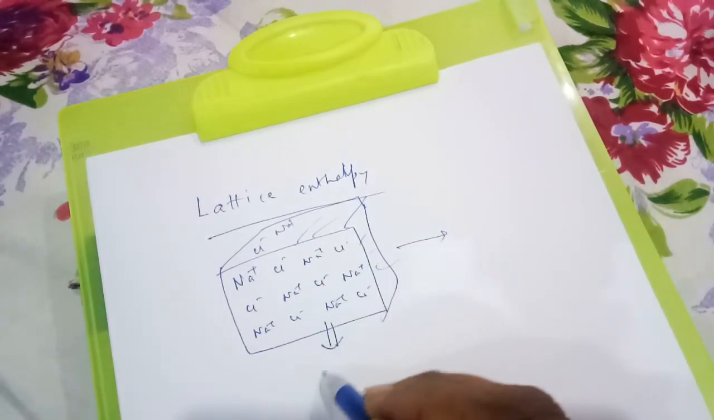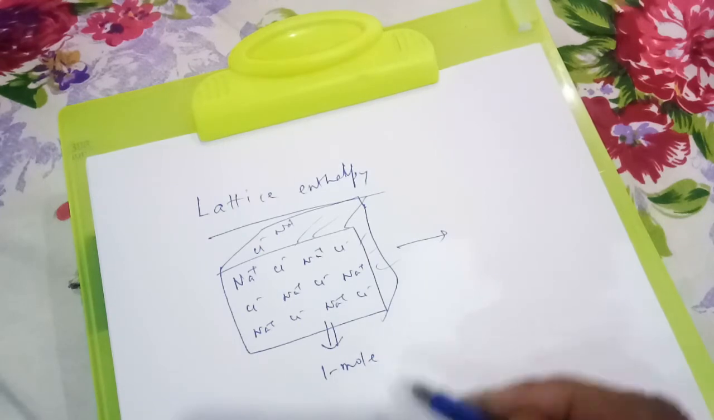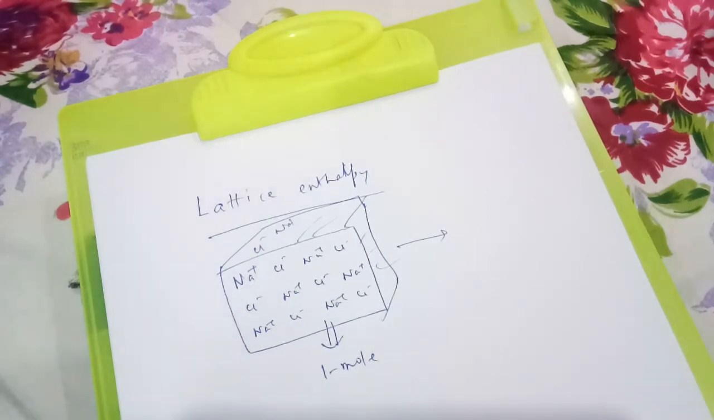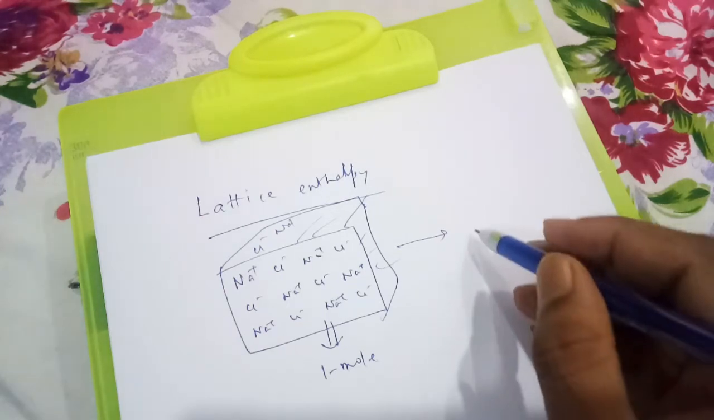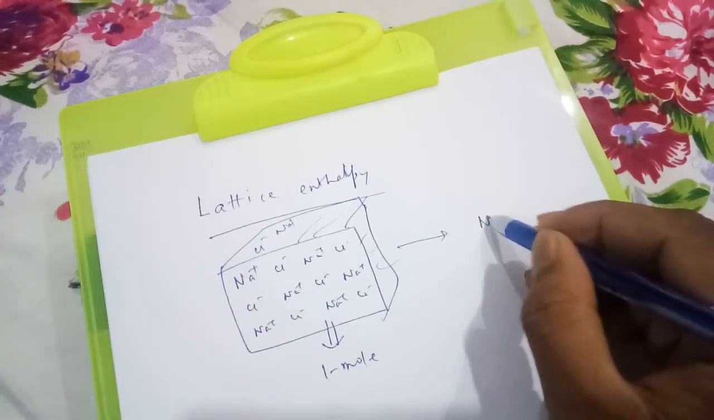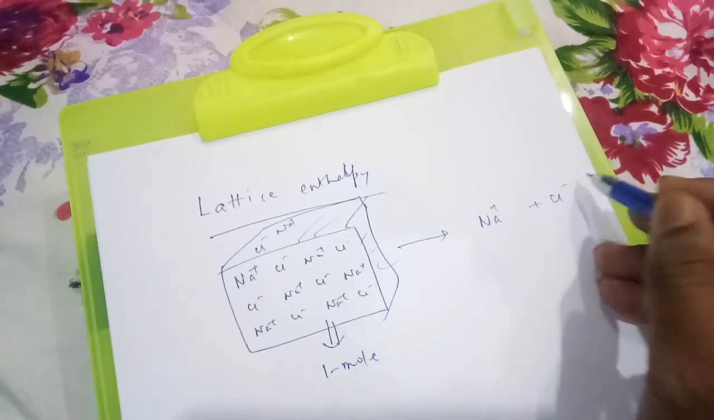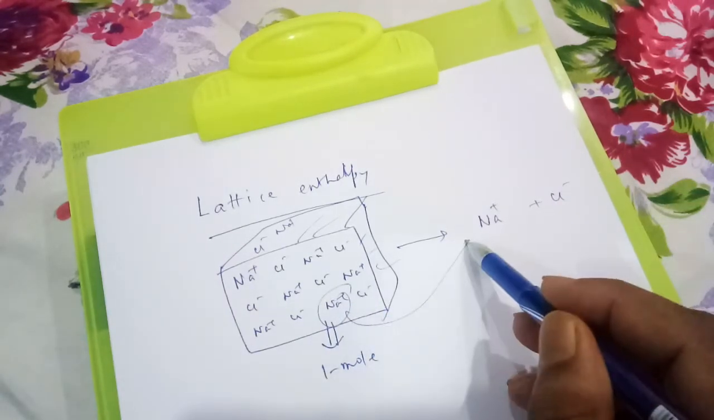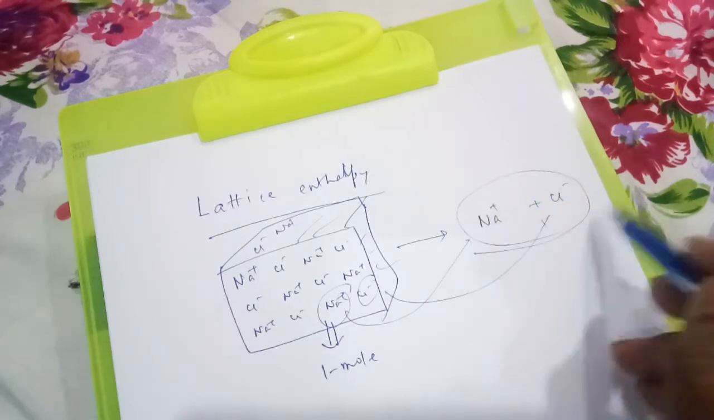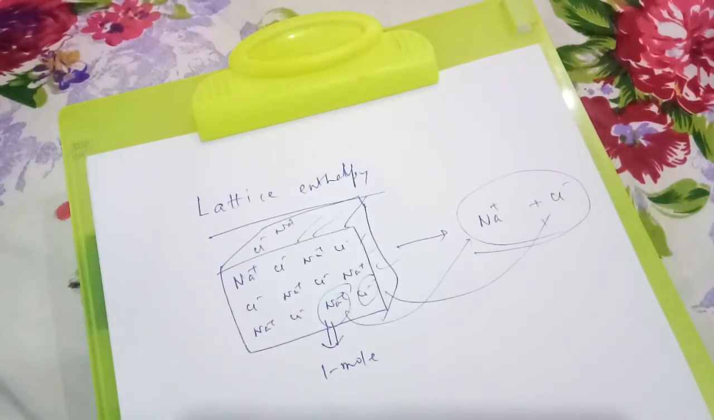If we have 1 mole of this, 1 mole of NaCl means 58.5 gram of NaCl, or 6.02 times 10 to the power 23 molecules of NaCl. If I dissociate that to get Na positive plus Cl negative, 1 mole of Na positive and 1 mole of Cl negative, this is what is called lattice enthalpy.